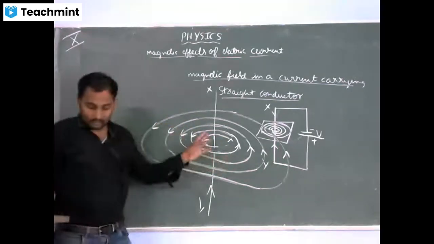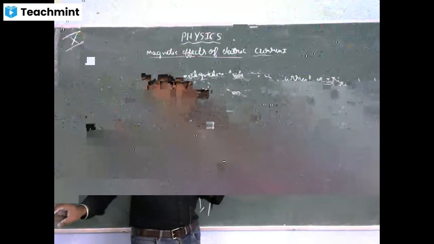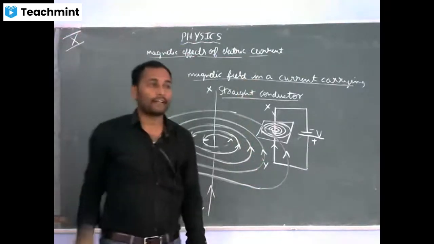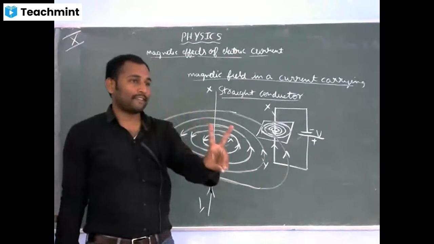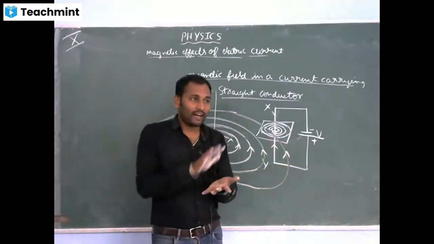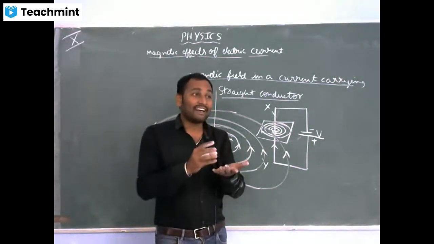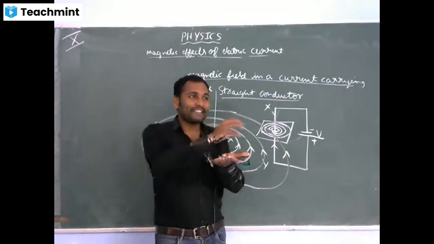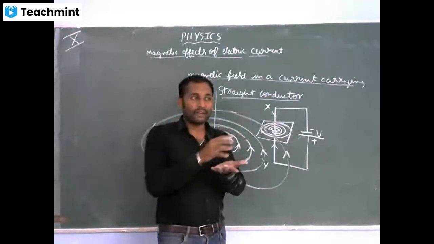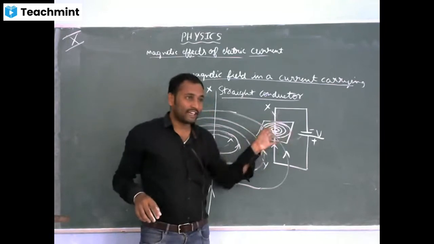So this is how we determine the direction of magnetic field lines in the case of a straight conductor carrying current by doing two activities. First, I will pour iron filings on that. Second, I will place a compass needle at every point. After placing the compass needle at every point, I will get the direction of magnetic field from this side to this side.